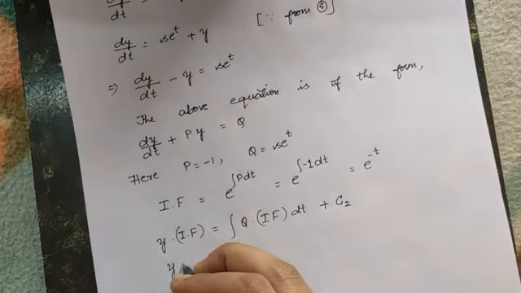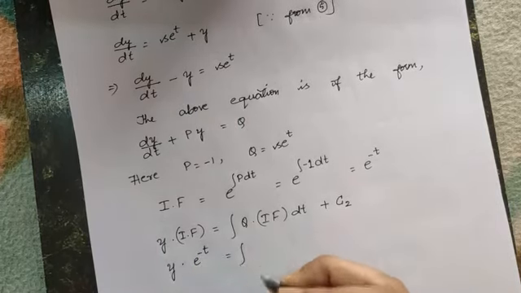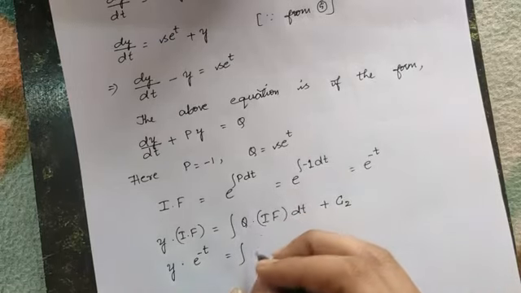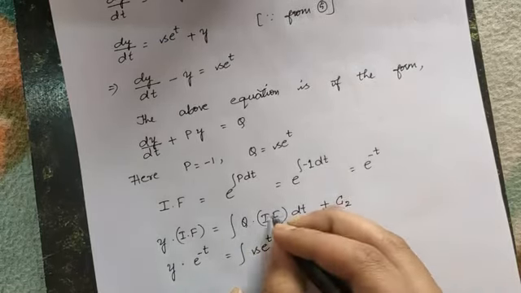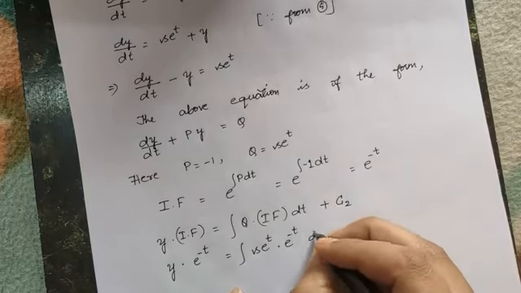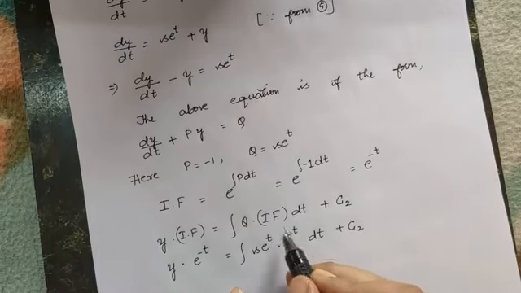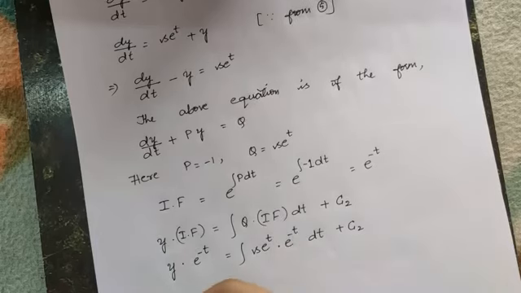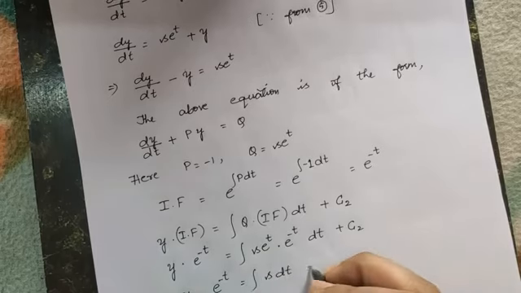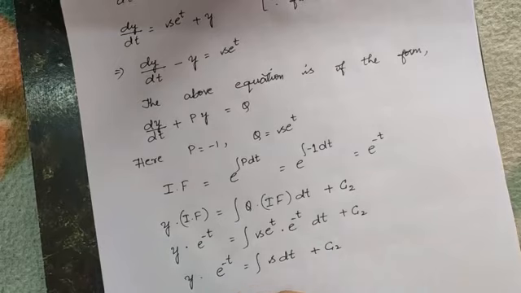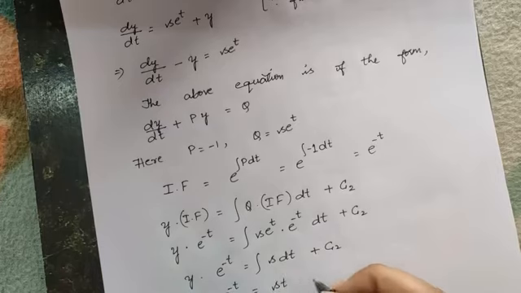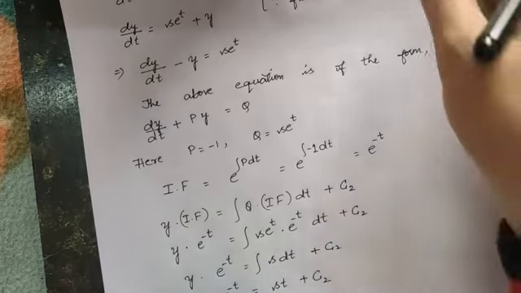So now I know the value of the integrating factor, substitute the values and find out the solution for y. y into e power -t is equal to integration of the value of q, which is s into e power t, into the integrating factor e power -t, into dt plus c2. Since bases are same, I can add the powers. So t minus t is 0, e power 0 is 1. You will get y into e power -t is equal to integration of s into dt plus c2. So y into e power -t is equal to s into t plus c2.